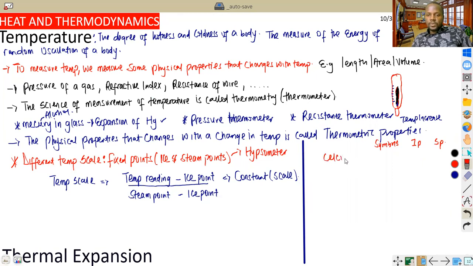Celsius. I hope my spelling is correct. Celsius scale. The symbol is written as degrees Celsius. The ice point is 0 degrees Celsius, and the steam point is 100 degrees Celsius.